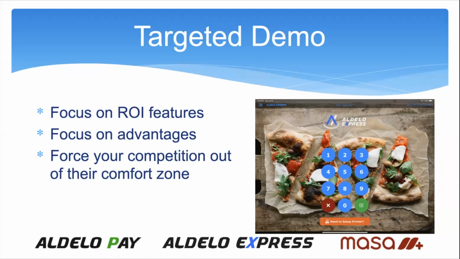This is the money slide. This is the one that's going to make you the most money when you start doing these. When you start focusing on the ROI features, you focus on the advantages we have, you get your competition out of their comfort zone and make them add on modules, because add-ons add cost. It puts you into the lead, not only with the features, but it puts you in the lead with regard to cost.